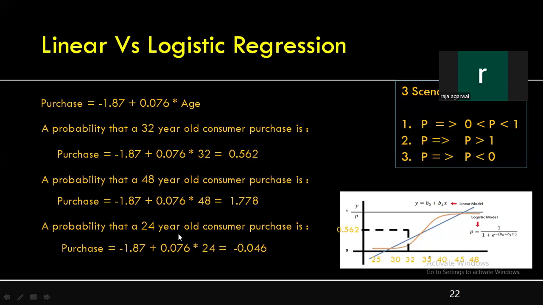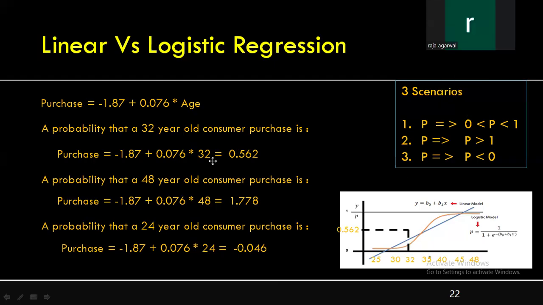For a 24-year-old customer, if you plug in this value, here we are getting a negative value. So there is a negative 0.046 probability of purchasing. We cannot say negative probability because the probability values lie between 0 and 1. Here, this one is correct. For the age 32, the probability shows just 0.60.